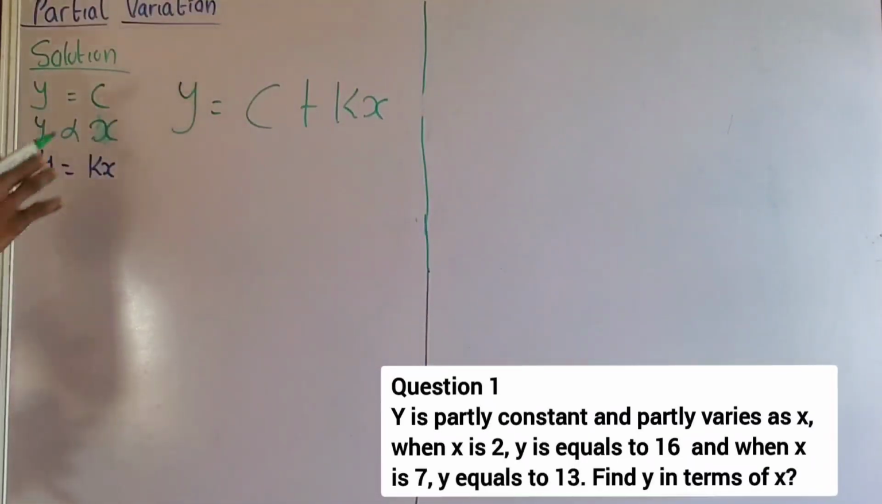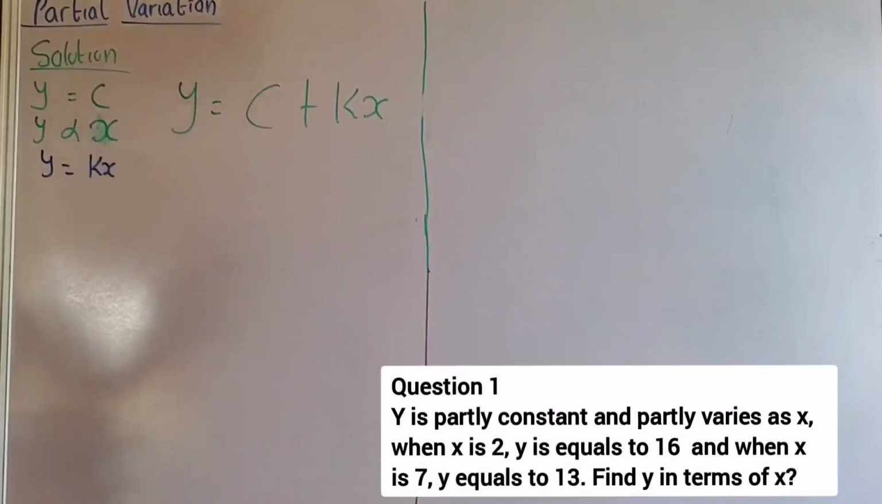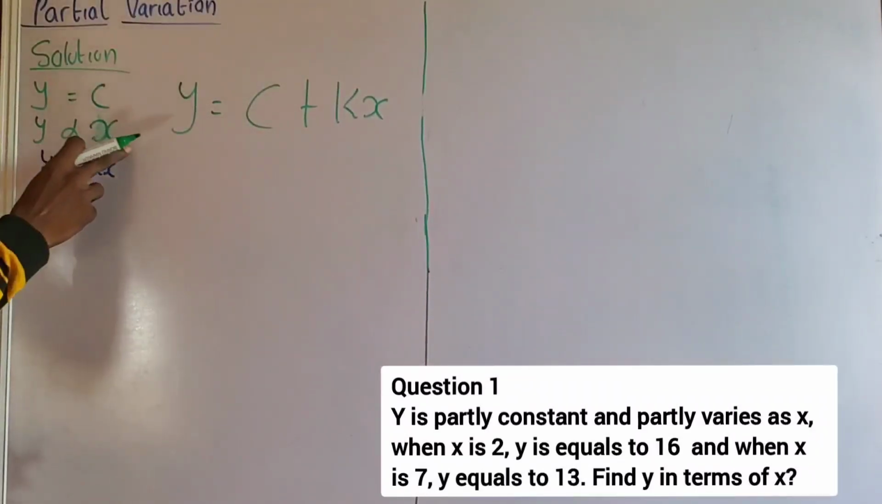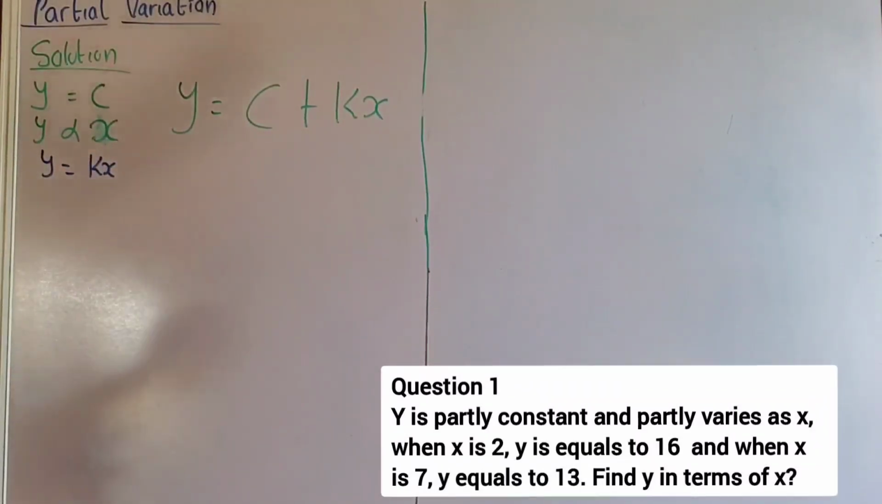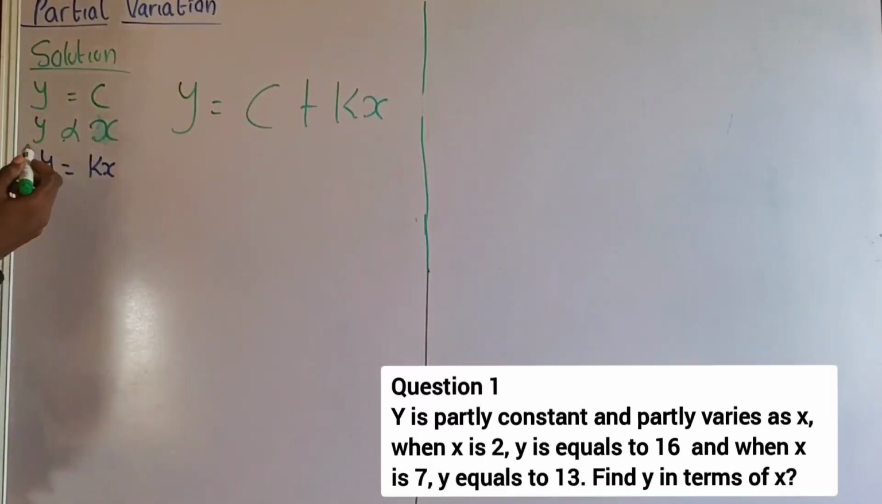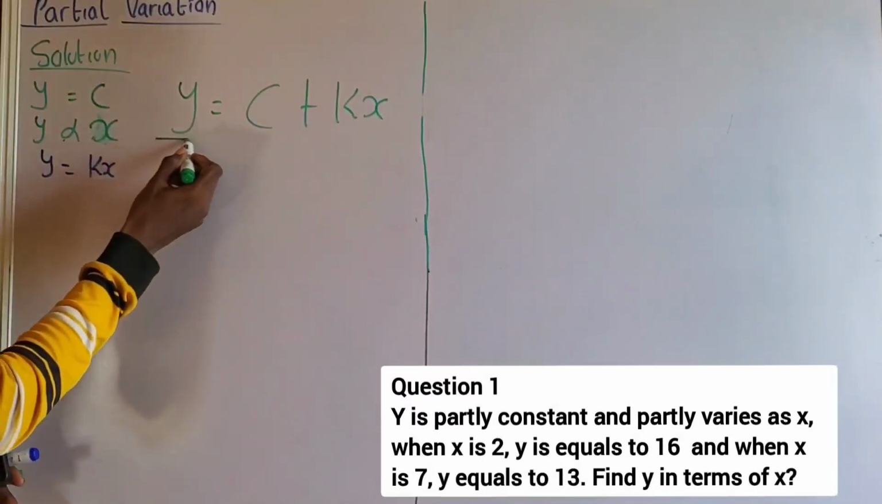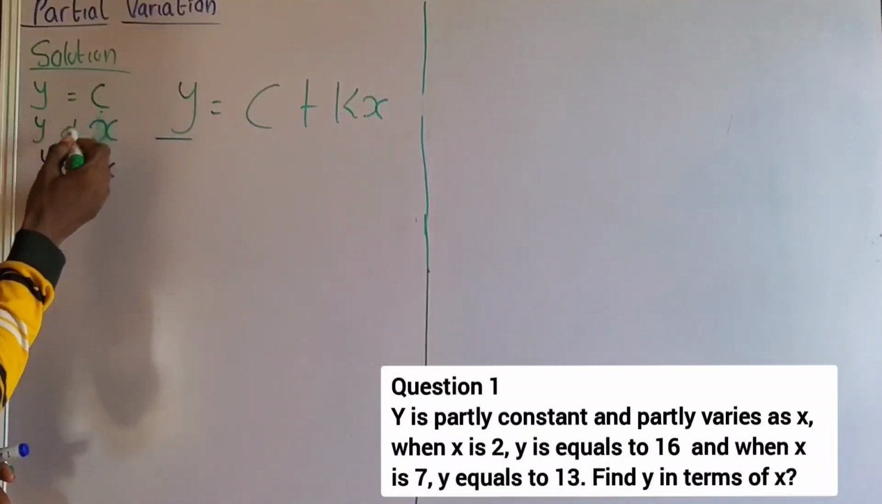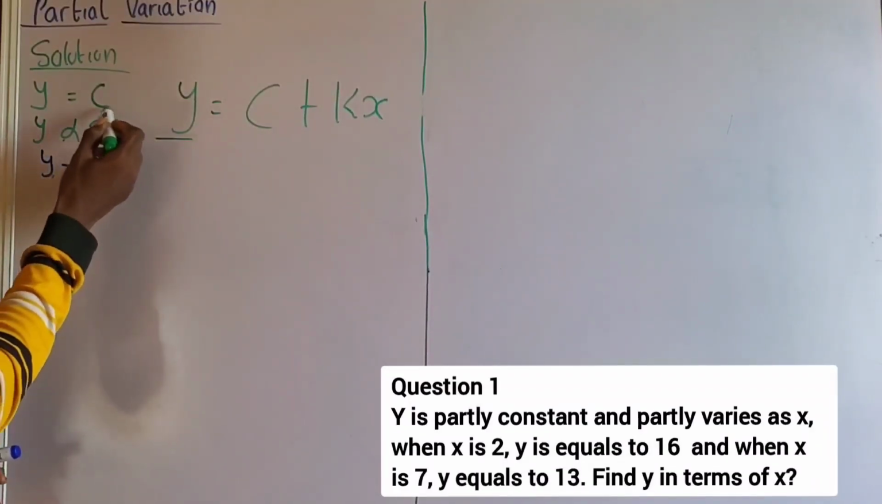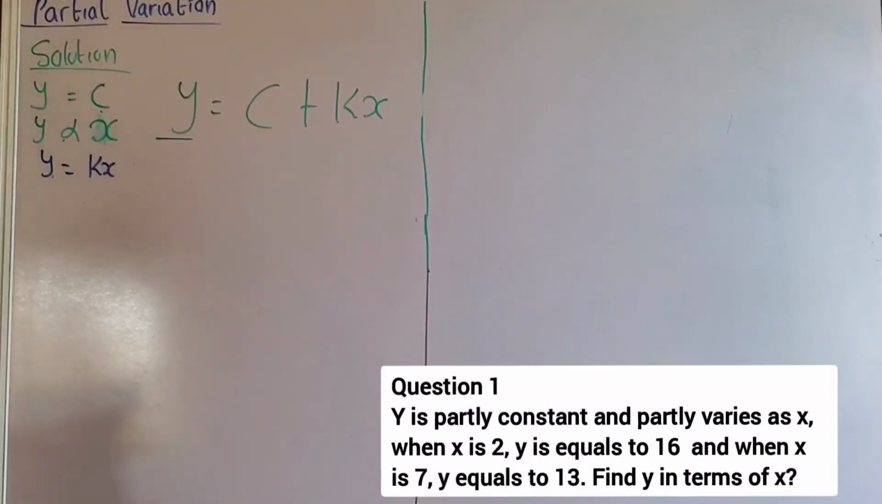A part of y is constant and a part of y varies with another variable x. And we have learned in our previous class that if you are to change these variation signs to an equals sign, you are going to introduce a proportionality constant. So I have y equals kx. So if I want to write a single expression for y, I'm going to have y equals c plus kx. Do you understand? Okay, now let's proceed with the question.